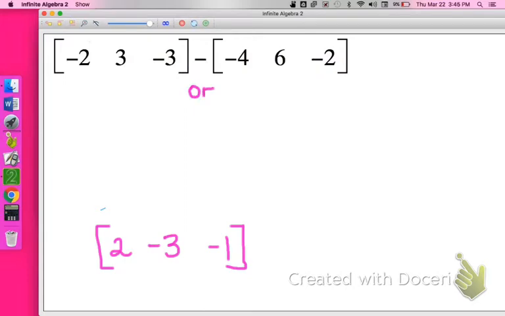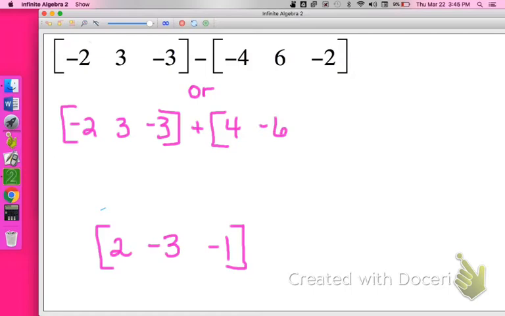Or what we can do, Landon, is we can just distribute the negative at the front. Change this over to an addition problem, and then just change all the signs inside of our matrix. And now it's just simply an addition problem. Again, I just distributed this negative, made this a positive. So it's very similar to when we did integers. We added and subtracted positive and negative numbers.